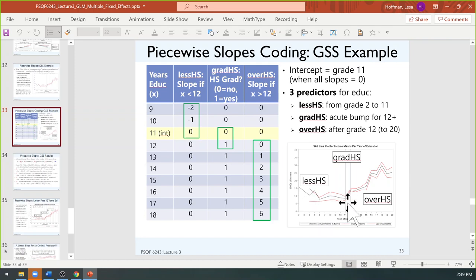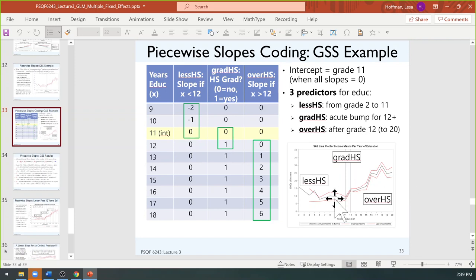But in this example, what I did is carve up years of education into a section that is for less than high school, meaning people from second grade to 11th grade education, another section that goes from 11 to 12 that corresponds to the bump from graduating high school, and then a third section that corresponds to more education among people who've at least graduated high school.